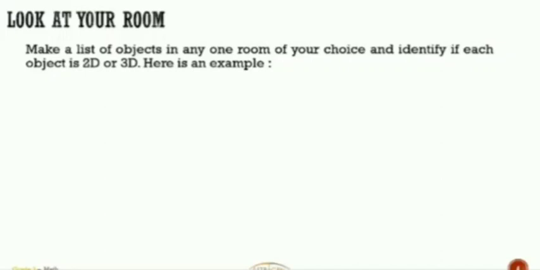So, I have a question for you. Make a list of the objects in your home that you observe: your TV, your home carpet, or your tab or mobile. Make a list of objects of your choice. Identify their shape.